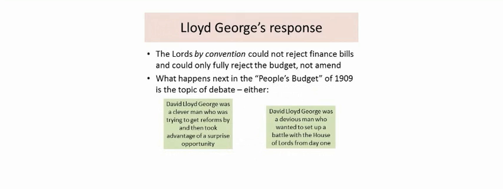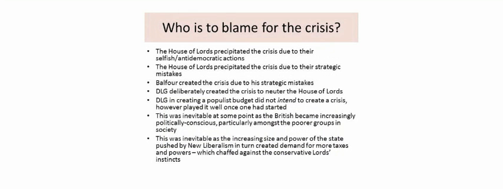So in reality, it's likely Lloyd George wasn't really aiming for one or the other, but made sure he was in a position to take advantage if it got rejected or if it got accepted. That's very David Lloyd George-esque. So when we look at who's to blame, you can argue various things, and one of the key questions about this is who is to blame for the crisis.